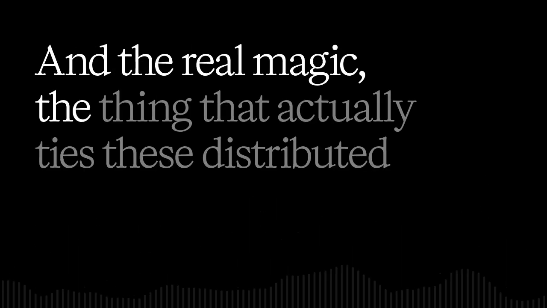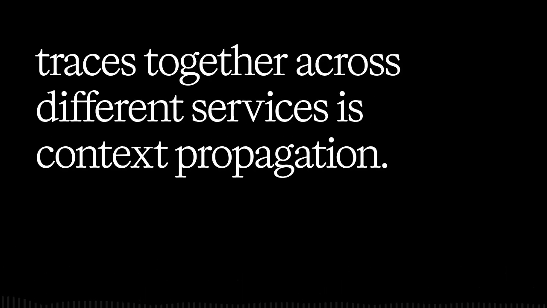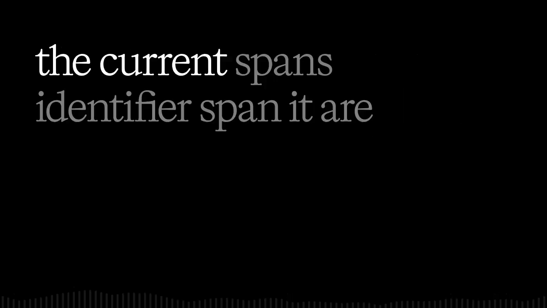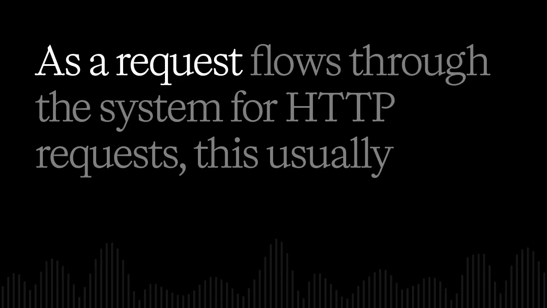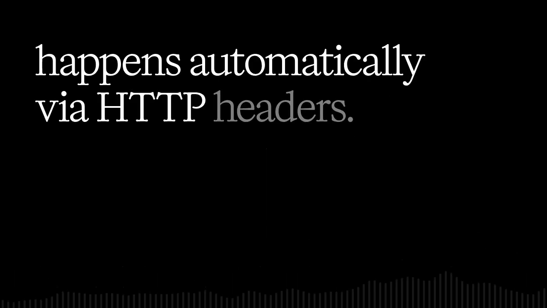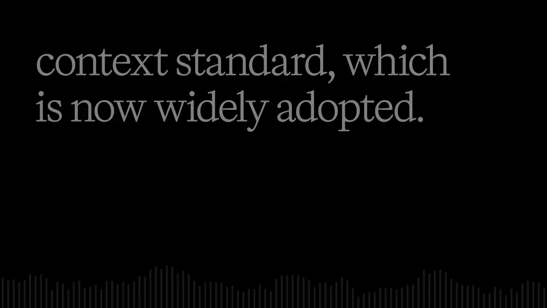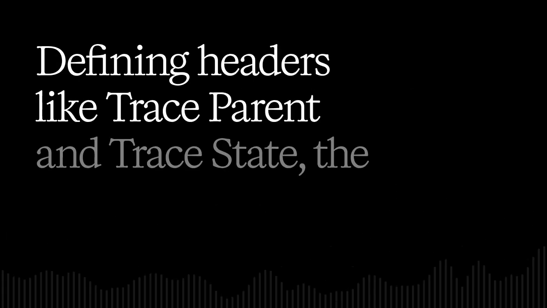And the real magic, the thing that actually ties these distributed traces together across different services, is context propagation. This is the mechanism by which trace identifiers, trace ID, and the current span's identifier, span ID, are passed along from one service to the next as a request flows through the system. For HTTP requests, this usually happens automatically via HTTP headers. OpenTelemetry typically uses the W3C Trace Context standard, which is now widely adopted, defining headers like traceparent and tracestate.